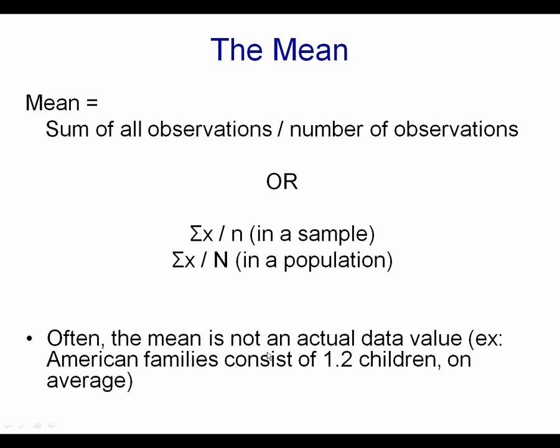And often the mean is not an actual data value. In other words, American families could have an average of 1.2 children. So it doesn't have to be a real number like 1 or 2.